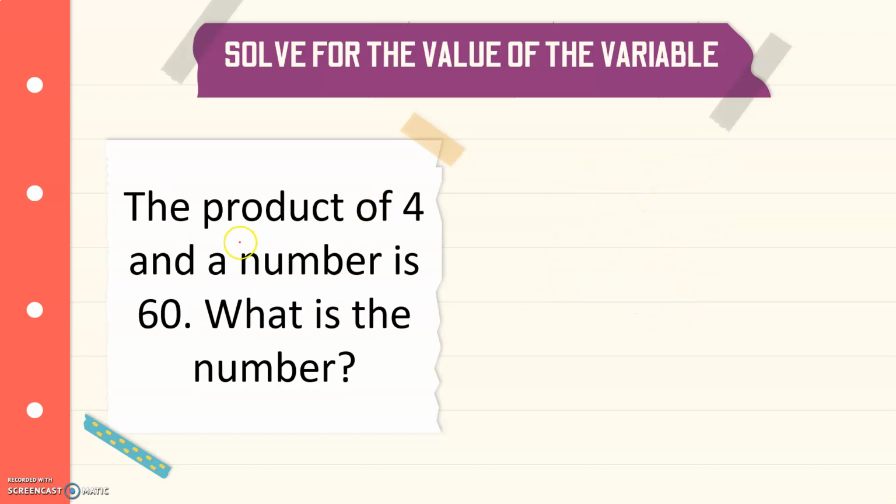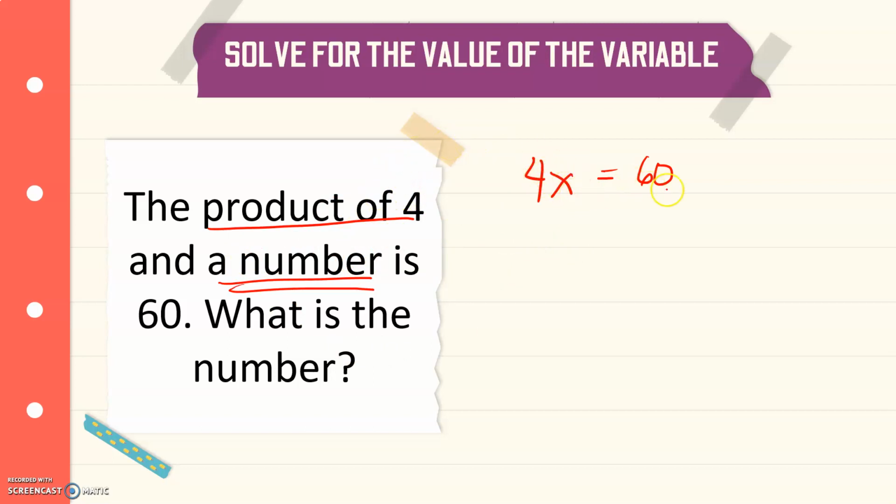Another one, the product of 4 and the number is 60. What is the number? Okay. Again, we have to translate this first into an algebraic equation. And when you translate the product of 4 and the number is 60, we'll have here 4 times x is equal to 60. Okay, again, since it states the product of a number, this is unknown, so I used x to represent it. You may use other letters, but for uniformity, I'll be using x all throughout our discussion today.